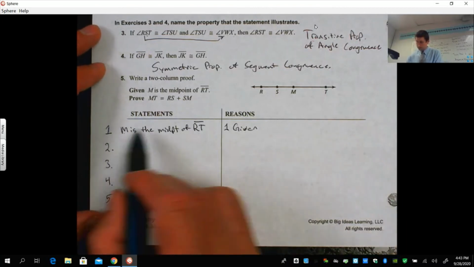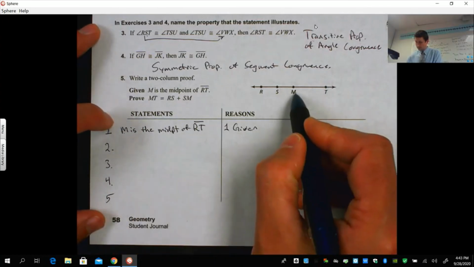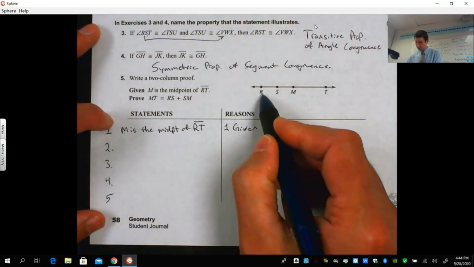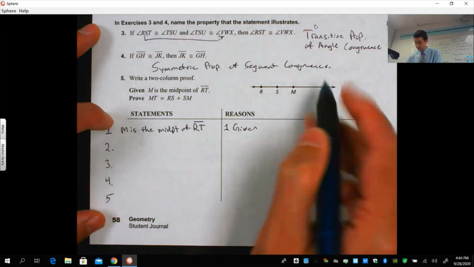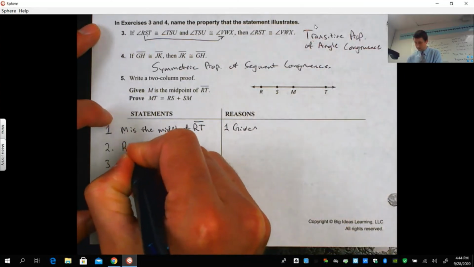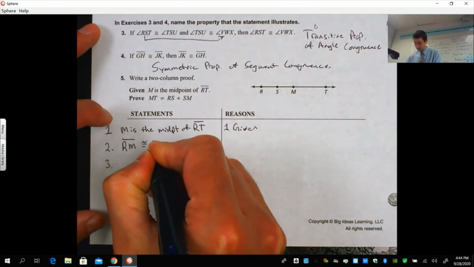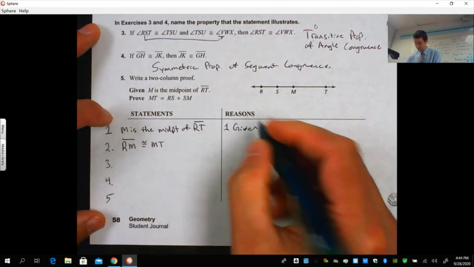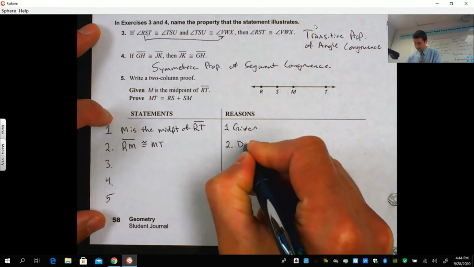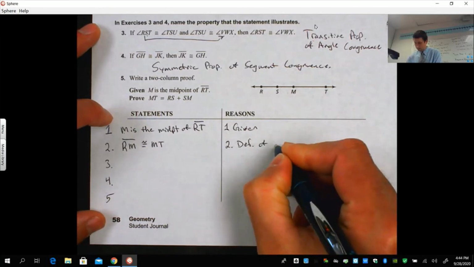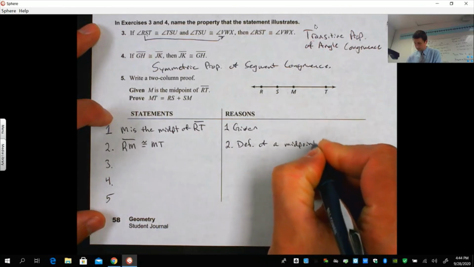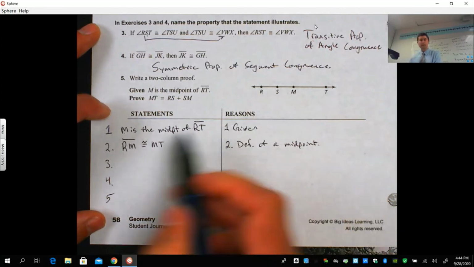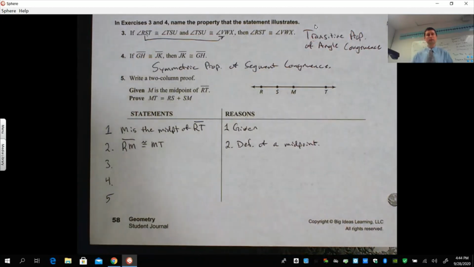So if M is the midpoint of RT, what does that tell us? Well, that tells us that RM is congruent to MT. And I'm going to say that's the definition of a midpoint. A lot of those definitions and rules, you want to refer back to something that you had in the previous step. The previous step talked about midpoint, so it's going to be some sort of definition about midpoint.